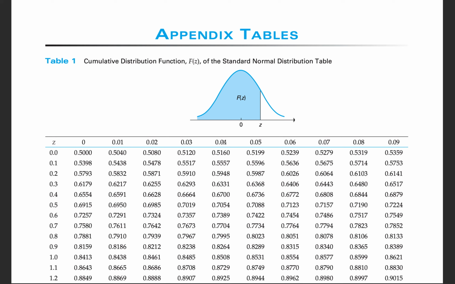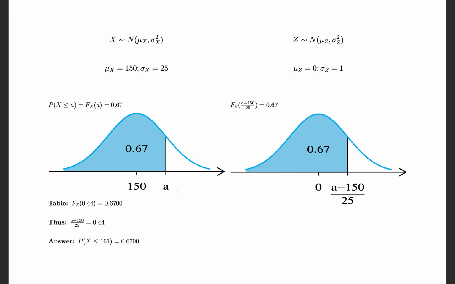Okay, so what did the table tell us? Let's go back to the example. The table said that the area under the graph on the left-hand side of 0.44 is 0.67. Well, that would mean that this value should be 0.44. So we take 0.44 and we take this value that we're interested in.